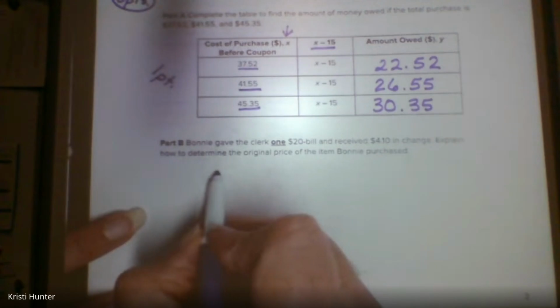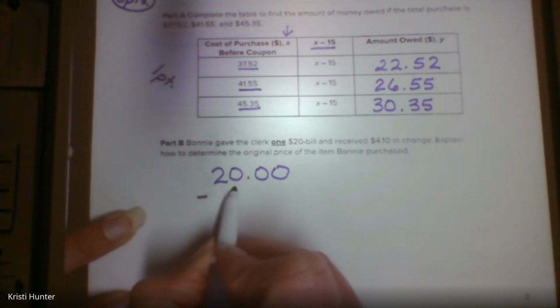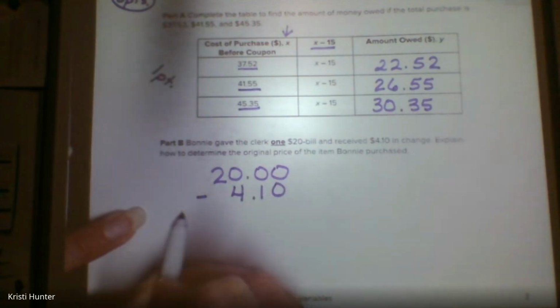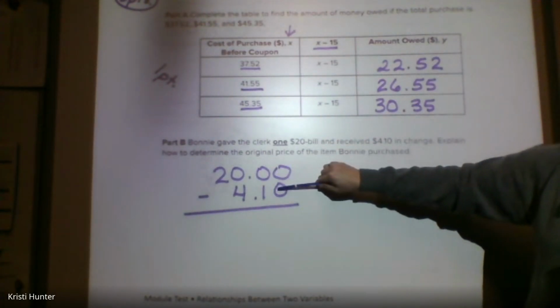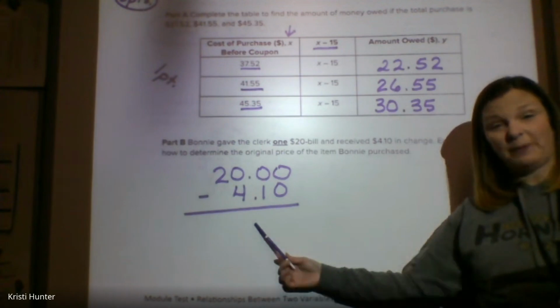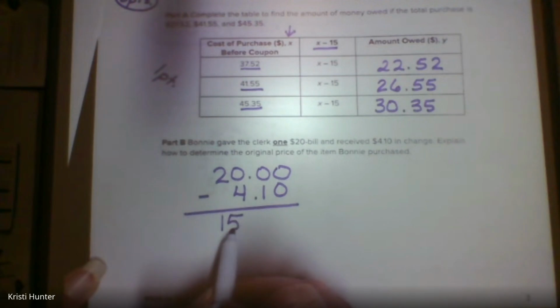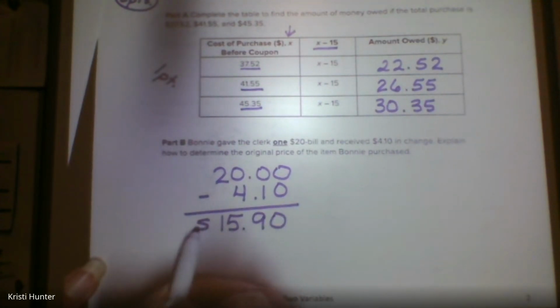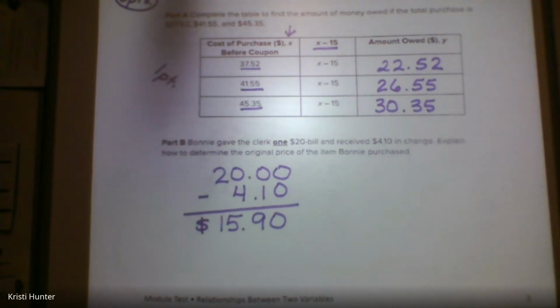So here's what I think when I see that. I'm going to start with $20. And I'm going to take away the $4.10 she gets in change, because Bonnie didn't spend that amount. She had $20, and this is what she got back in change. So I'm going to figure out how much did she spend out of that $20 bill. And again, you have your calculator for this, or you can do the subtraction if you want to subtract that out. But you'll get that Bonnie was supposed to pay $15.90.